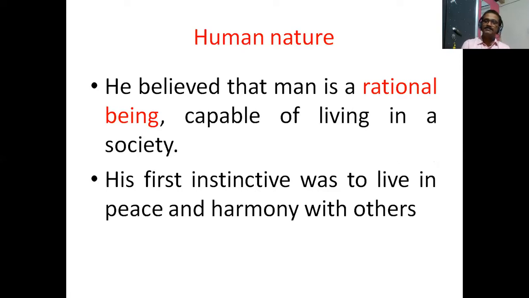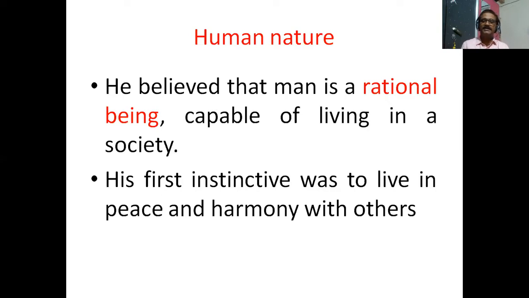Human nature. Before we understand the social contract theory of Locke, we have to know what kind of view he had about human nature. He believed that man was a rational being capable of living in a society. So the rational character of a human being distinguishes him from other animals, because a human being can establish his own law and also can live with his fellow human beings, as he is basically a rational human being.